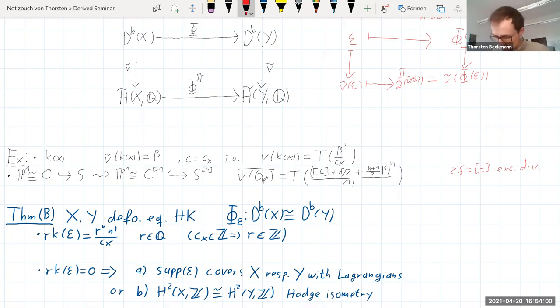This number r is some rational number, but for all known deformation examples this Fujiki constant is integral, and then this rational number must also be integral. So for K3^[n] type hyperkähler manifolds, every derived equivalence which has honest rank must have a rank of the form r^n times n factorial. So the number of ranks is already restricted, but it gets even more interesting if the rank is zero. If the rank is zero, then there are two cases.